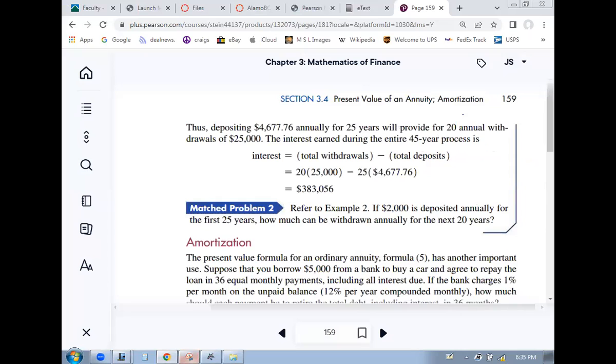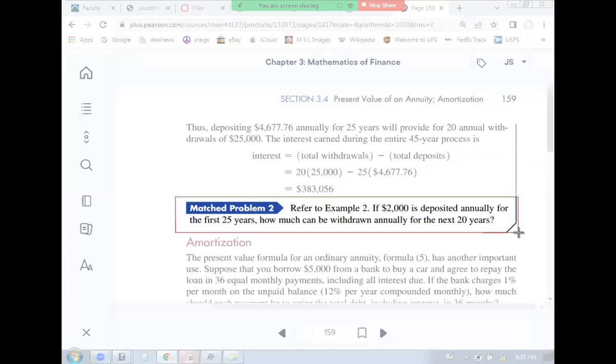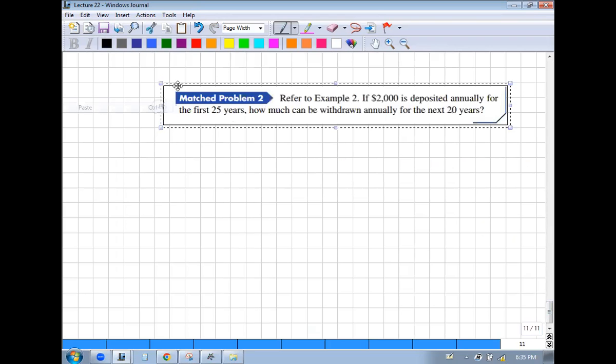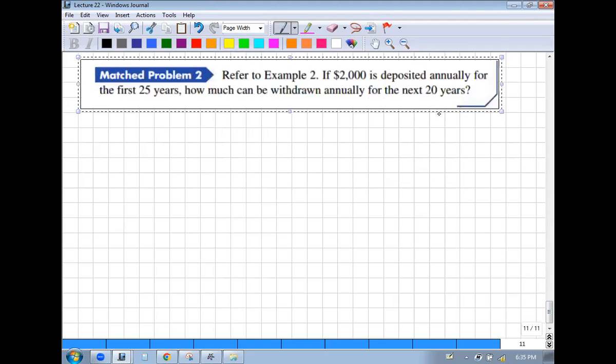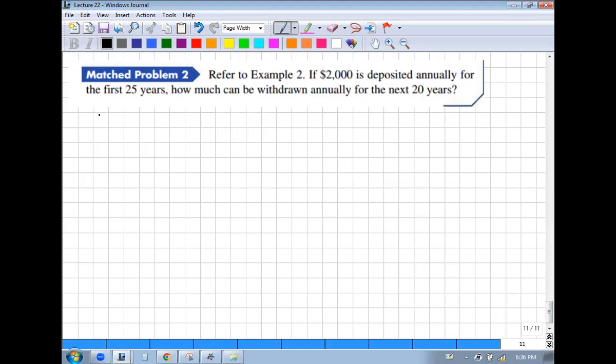So let's look at problem 2. Refer to example 2. So if we have $2,000 deposited annually, so PMT is $2,000 deposited annually, so M is 1 for 25 years. So I'll call it T1 is 25 years. How much can be withdrawn annually for the next 20 years? All right, so this is 45 years of stuff going on, right?